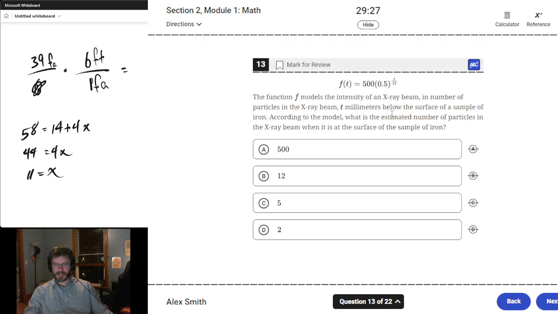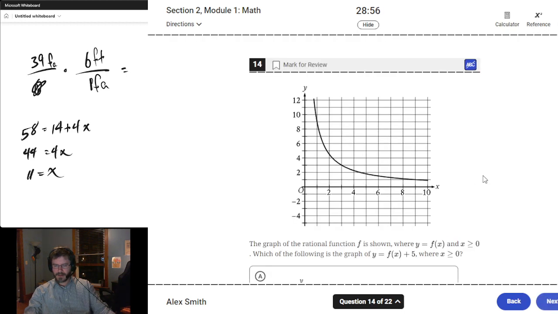Exponential function. This will be a nonlinear algebra in the question bank. Coordinate the model, which is the estimated number of particles in the X-ray beam when it's at the surface of the sample of iron. Okay, so I'm thinking that's going to be the y-intercept. Number of particles t millimeters below the surface. So if it's at the surface, t is 0. So it's 500. If you put 0 in, you get 0.5 to the 0 is 1, 500 times 1. Or you can just memorize the y-intercept as the leading term.